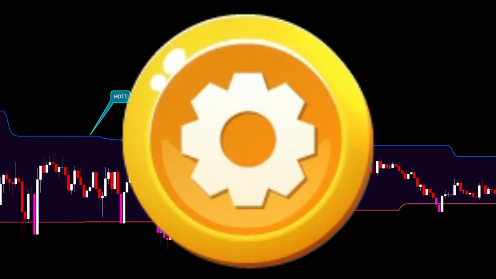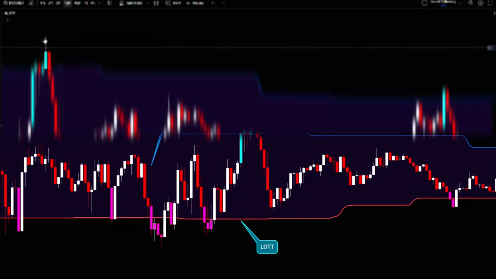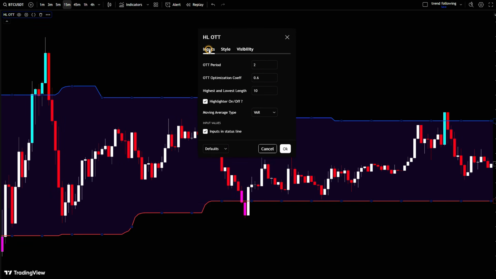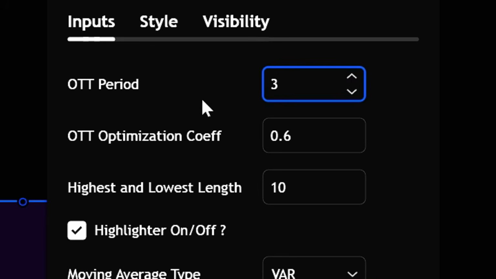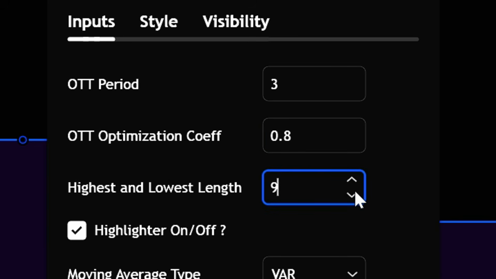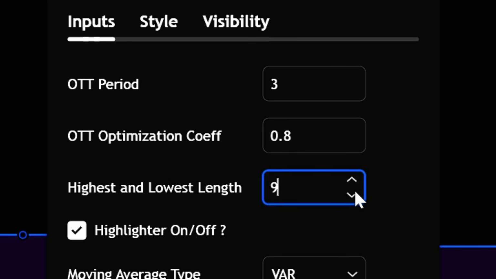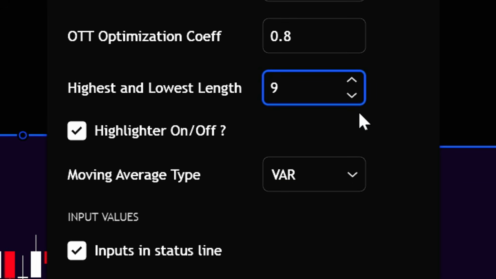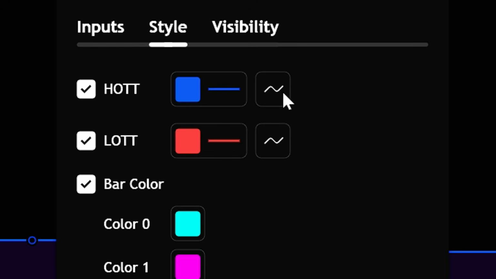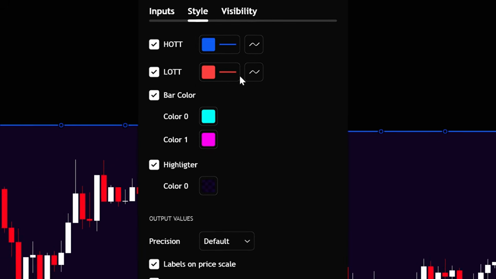Now, it does need some fine-tuning to really shine. So here are the exact settings. Go into the indicator settings, change OTT period to 3. Then optimization to 0.8. And the highest lowest length to 9. Once you do that, the signals become cleaner and the noise is filtered better. Stick around, because after this I'll show you a simple way to combine Market Bias and HOTT so you only take the most reliable trades.